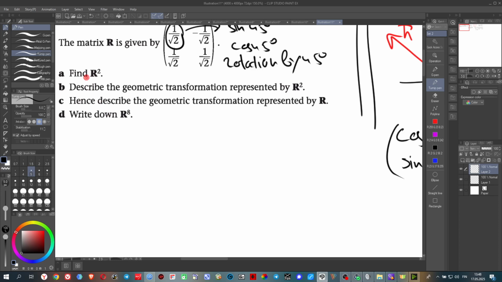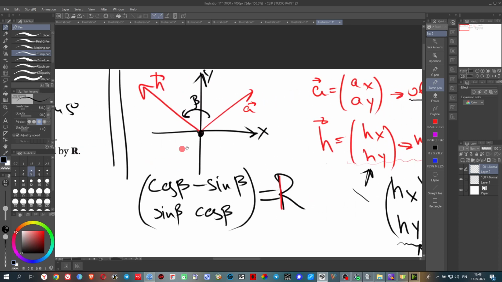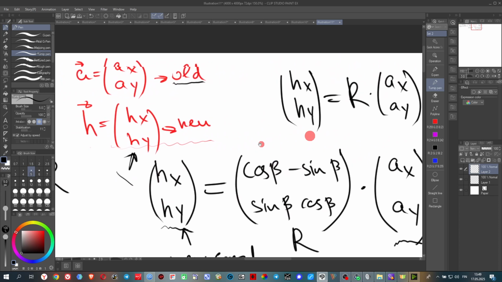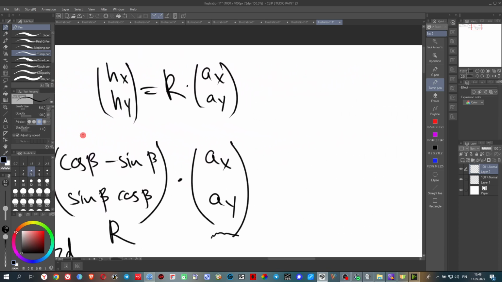After that, you can see that they ask us to find R square and R to the power of 8, and it's very simple to do. You do not need to perform any calculations. So let's take this equality. Once again, what happens here? We take old vector A and multiply it by this matrix. Basically, we rotate the old vector by 45 degrees and we get a new vector after rotation here.